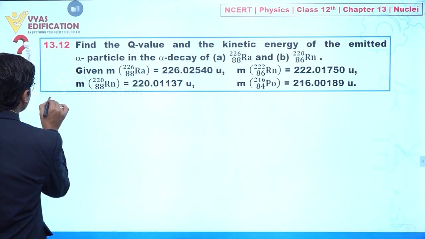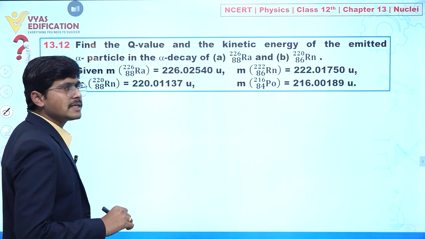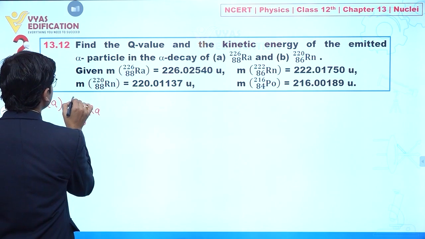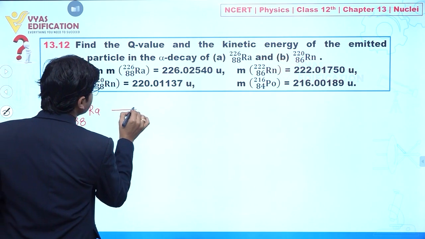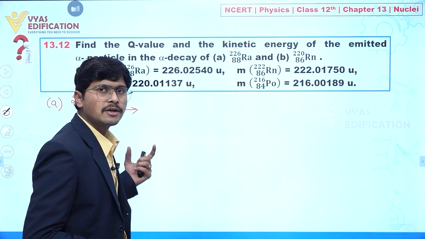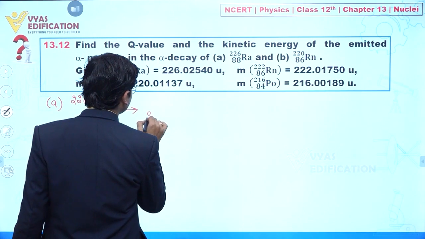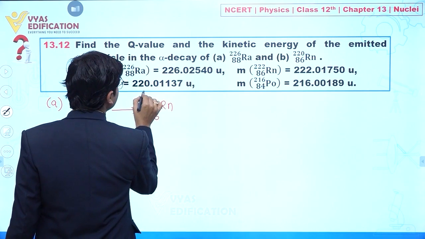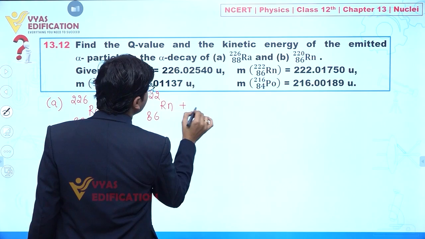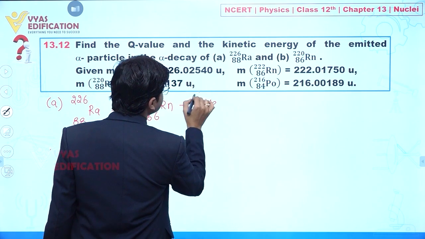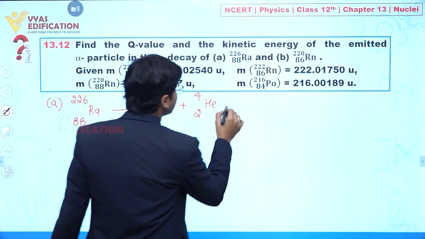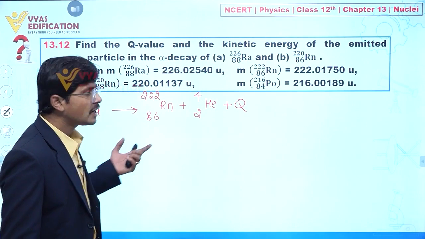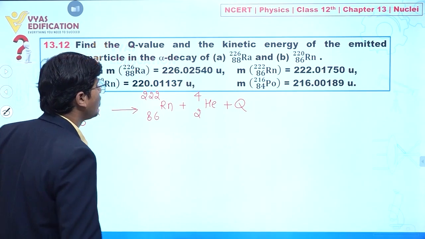Clear? First I am talking about part A. In this case it is given to you 88 radium 226. Now let's suppose an alpha particle is emitted from this parent nucleus. So definitely the daughter nucleus that forms is 86 radon 222, plus 2He4, this alpha particle is emitted, plus definitely some energy is also emitted. Clear? So in this question our objective is to first find the value of Q.